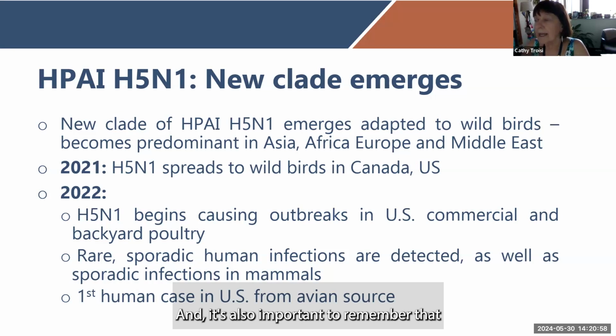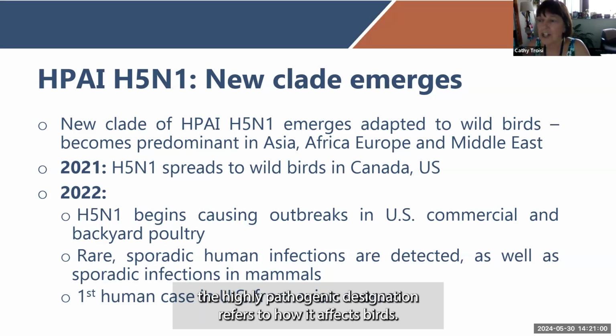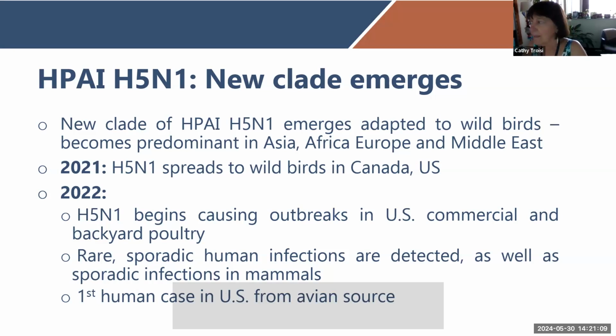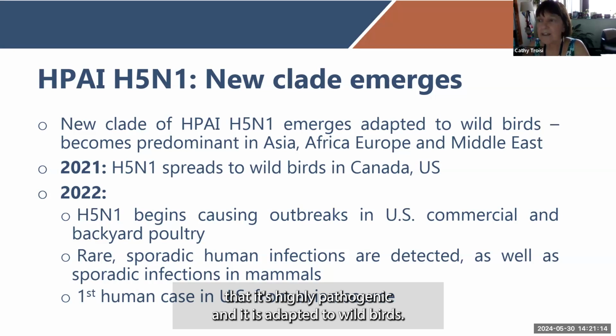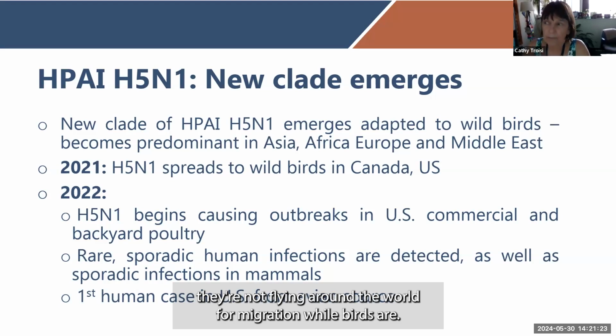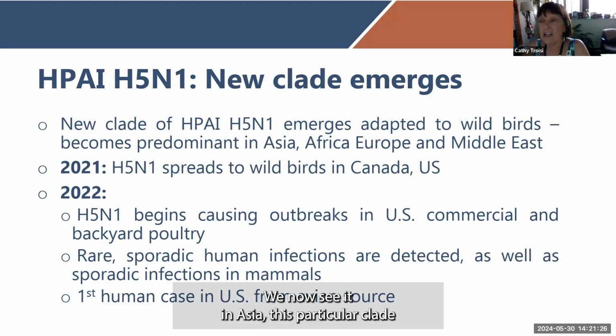It's also important to remember that the highly pathogenic designation refers to how it affects birds. It doesn't say anything about what happens if it crosses species. Now we've got this clade that is highly pathogenic, and it is adapted to wild birds. Ducks don't usually travel so far, right? They're not flying around the world for migration. Wild birds are. We now see this particular clade in Asia, Africa, Europe, and the Middle East. And in 2021, we saw it spread to Canada and the United States in the birds.